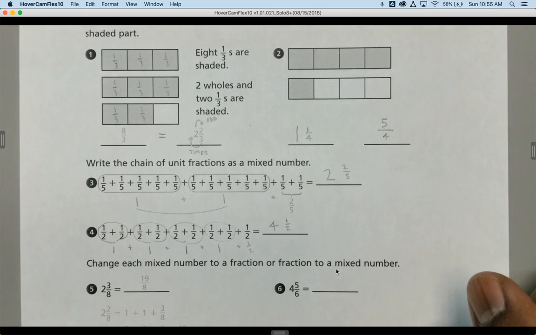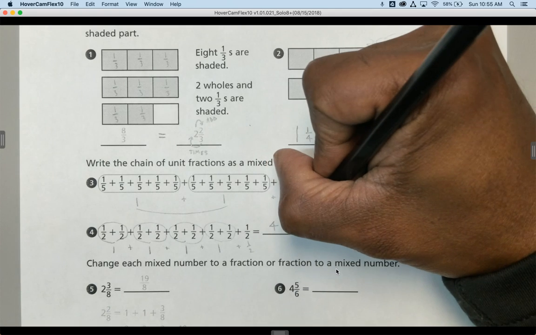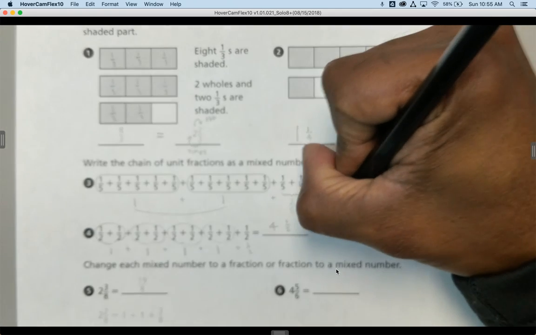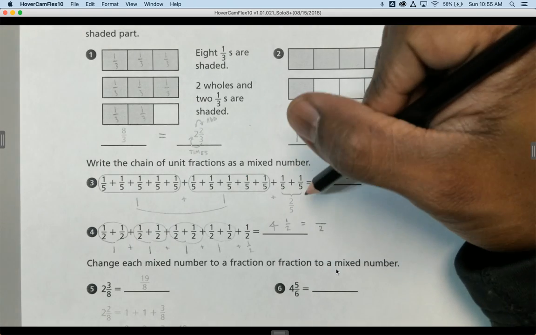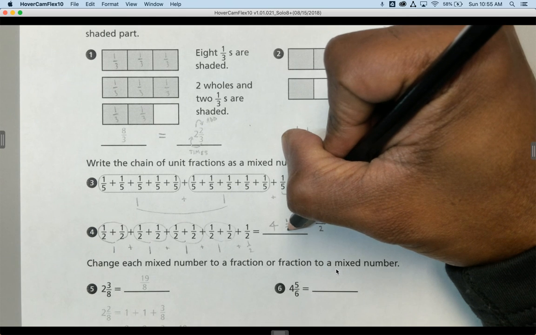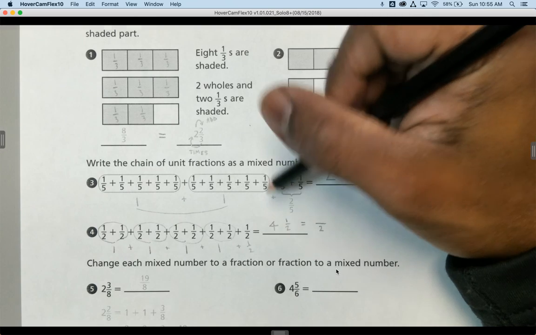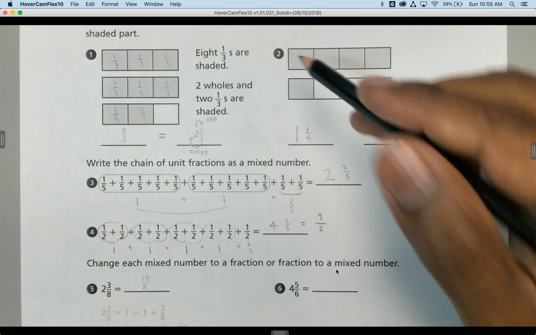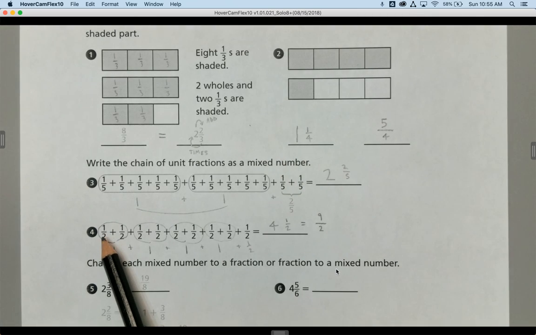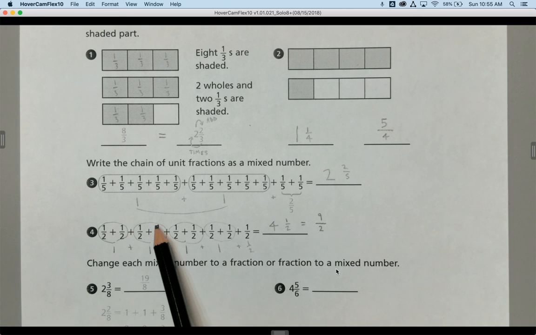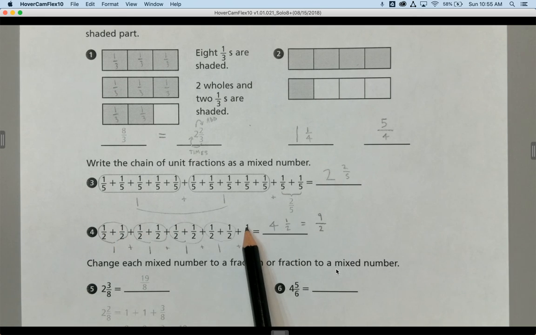And just for giggles, what would this be as an improper fraction? Well, we know the denominator 2 would stay at 2. We take the denominator, multiply it by 4. 2 times 4 is 8. Add what's on top. 8 and 1 is 9. And let's see if that checks out. Are there 9 halves? 1, 2, 3, 4, 5, 6, 7, 8, 9. There are.